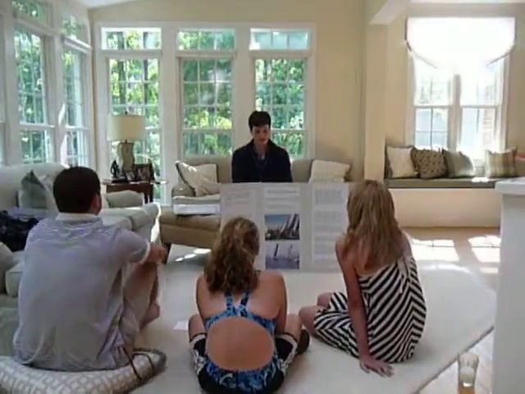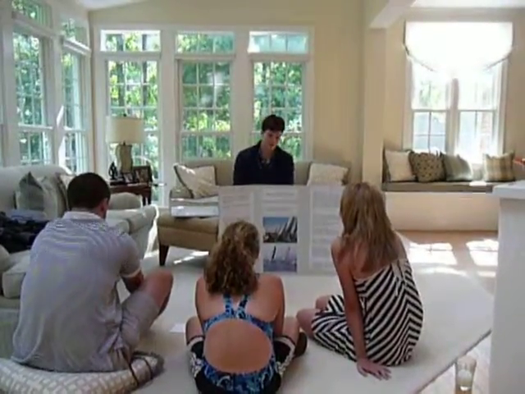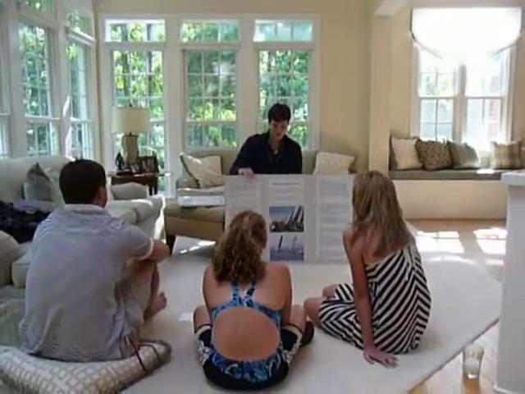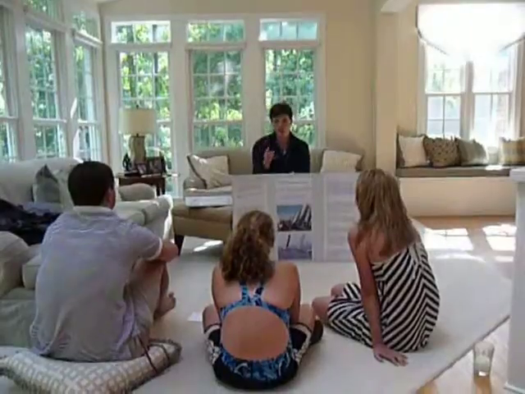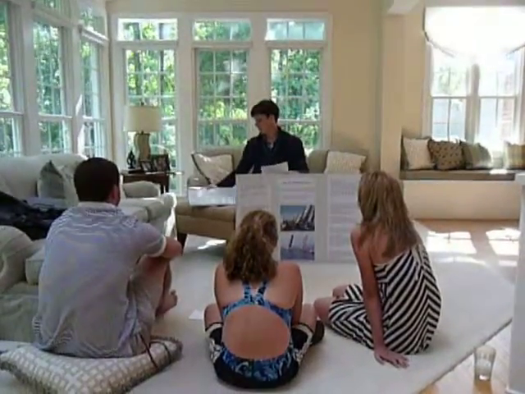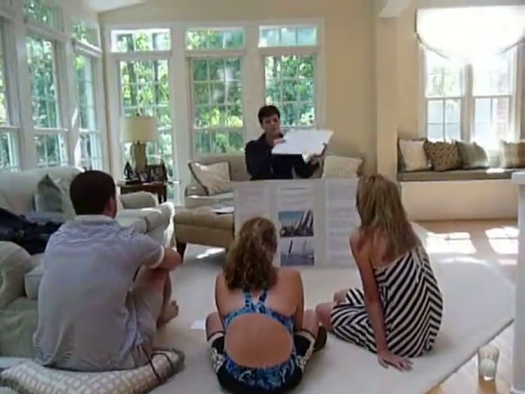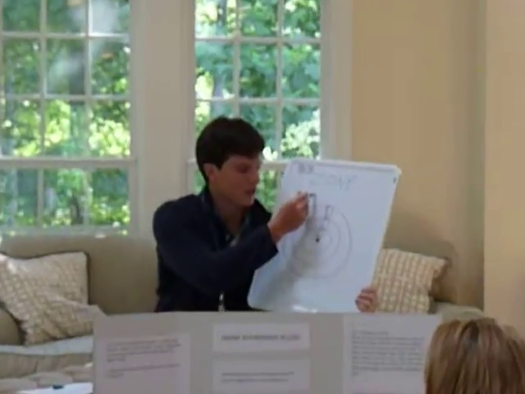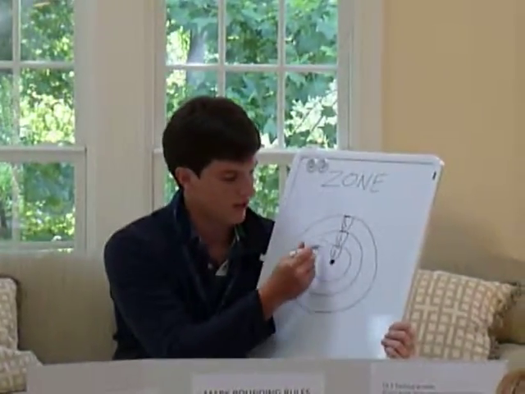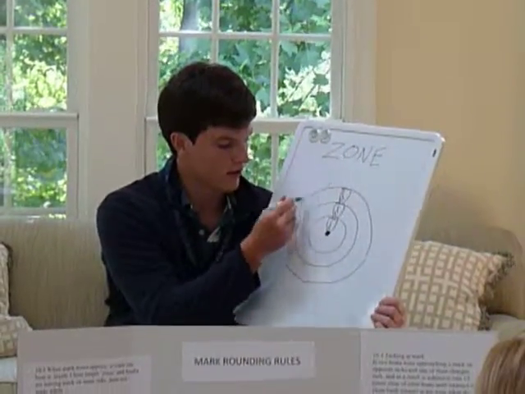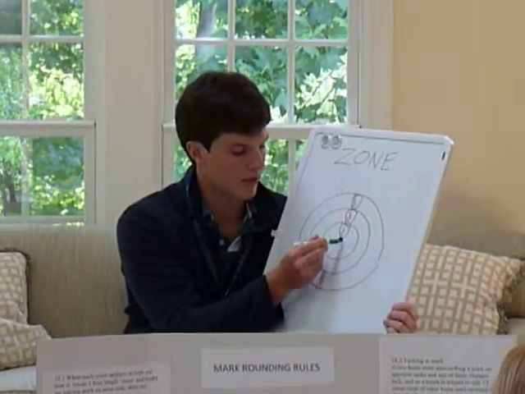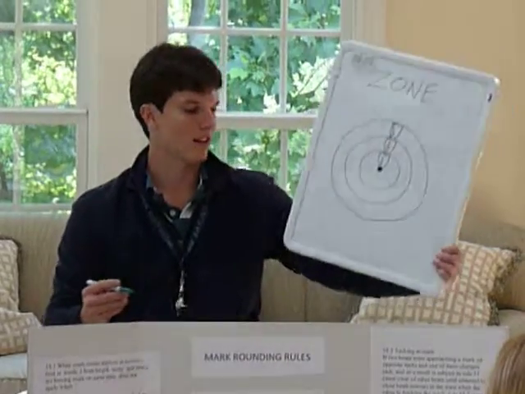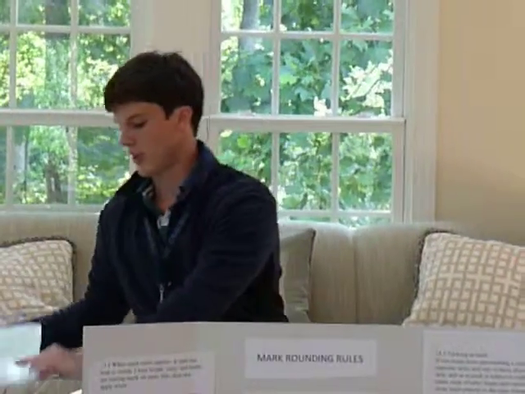So Rule 18.1 explains when mark rounding applies. Mark rounding applies when you come within 3 boat lengths of a mark. So you can see on the whiteboard, when you're coming towards the mark, the rounding rules apply as soon as you enter the zone. Then when you're sailing in, they stop as soon as the stern of the boat is clear of the mark.